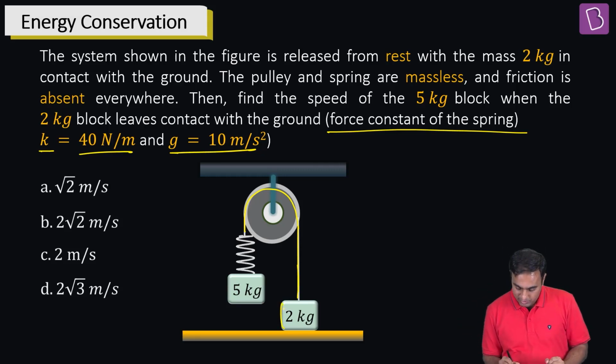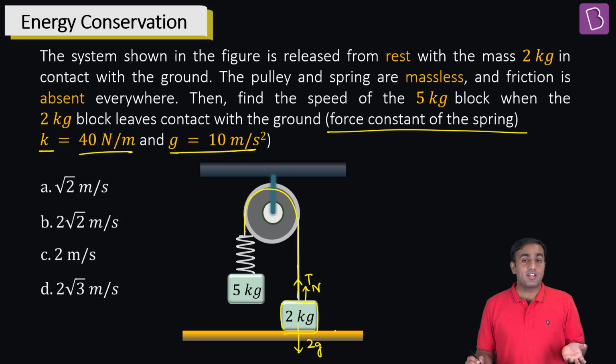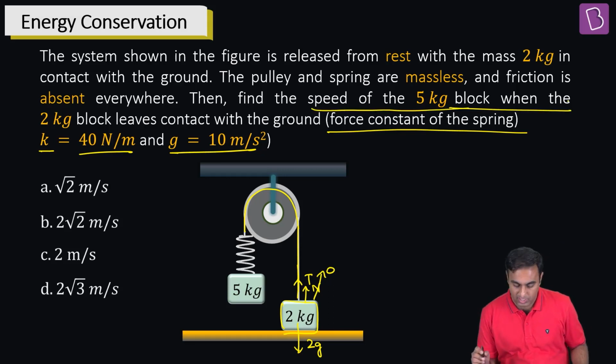Now look at the mass 2 kg. Initially, what would the free body diagram look like? There is tension acting in this direction, there is normal acting in this direction, and there is gravitational force 2g acting in the downward direction. As tension increases, there comes a moment when tension becomes equal to 2g, and at that point of time, the normal force vanishes and the block 2 kg lifts off. And we are supposed to find the speed of the 5 kg block at that exact moment.